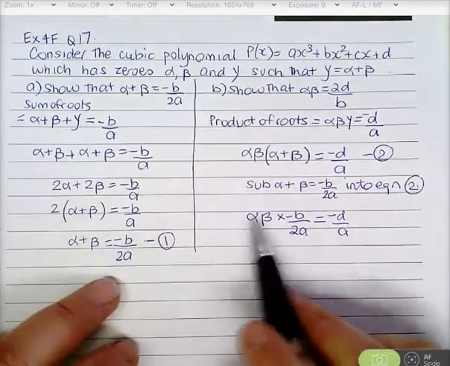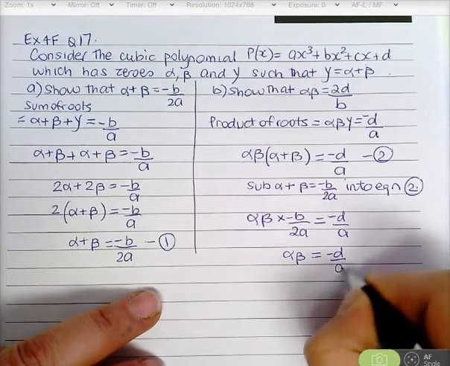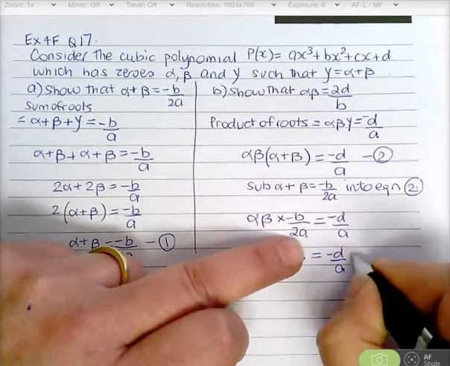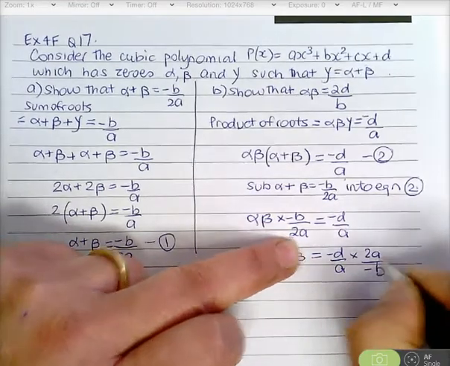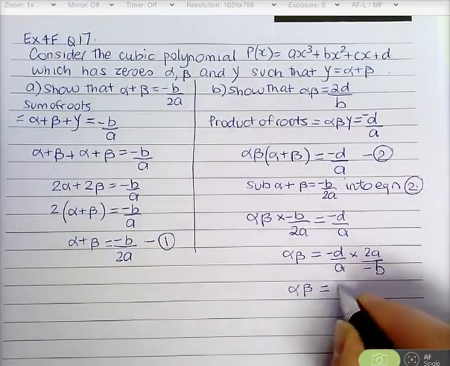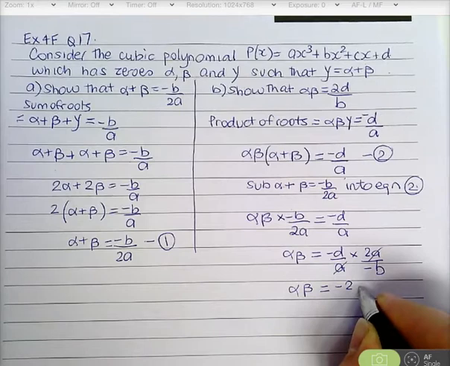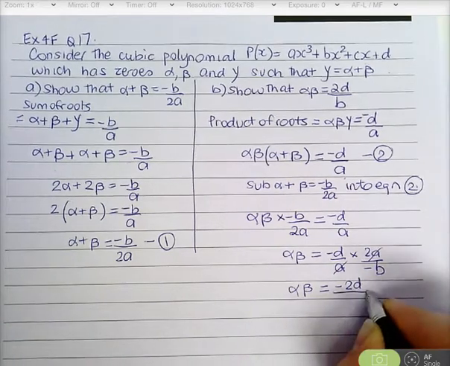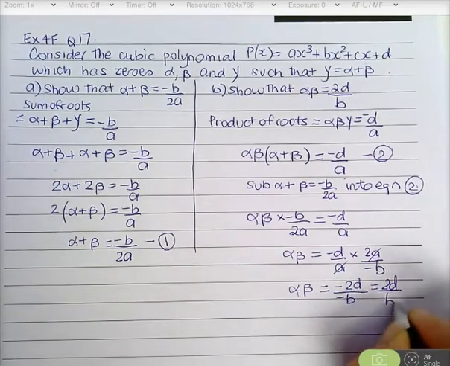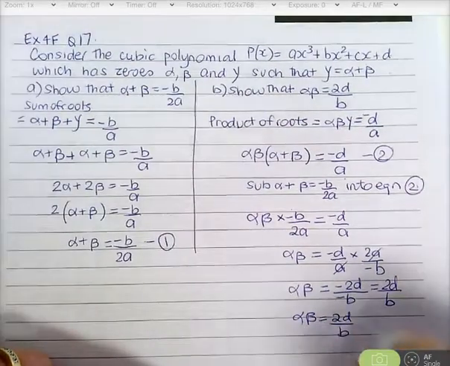Okay, now I'm trying to come up with an expression for alpha times beta, so let's just put all of this other stuff over the other side. So I've got minus d on a, and if I put that 2a up there, I get times 2a over negative b, because I'm really like cross multiplying here. Okay, so I get alpha times beta is minus, the a's can cancel, and I get minus 2d over negative b, which happens to be 2d over b as required. So therefore alpha times beta is 2d over b.